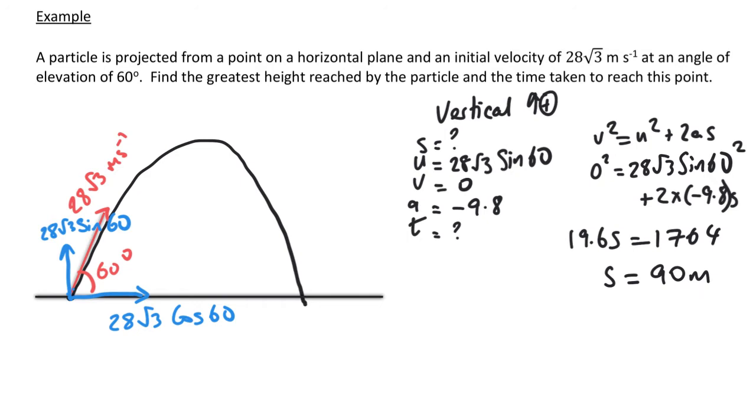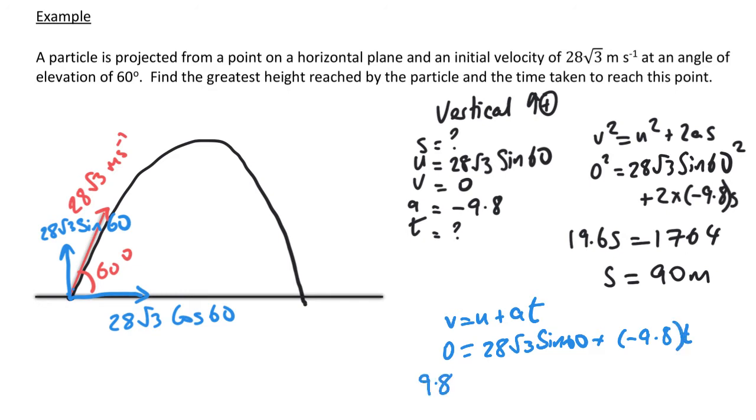Then we need to work out the time taken to reach this point. So we can apply v equals u plus at, and 0, the final velocity, equals the initial velocity, so 28 root 3 sine 60, plus minus 9.8t.